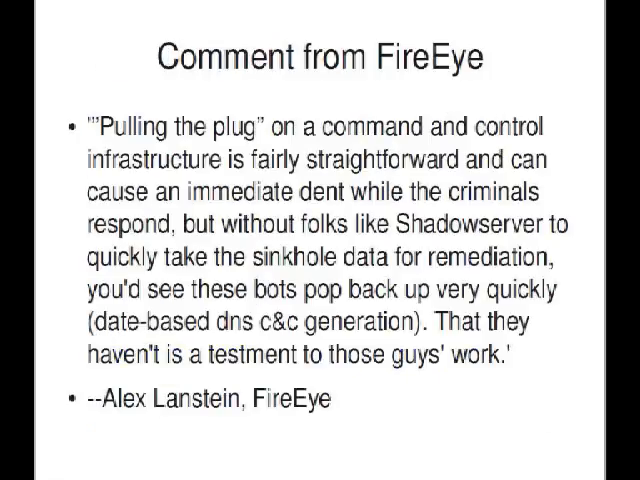FireEye made a comment that they're trying to be modest here, that they think what they did is fairly straightforward, and they'd like to complement Shadow Server and other outfits that then take the data that they produce and try to do something about the affected host, which is a good thing.